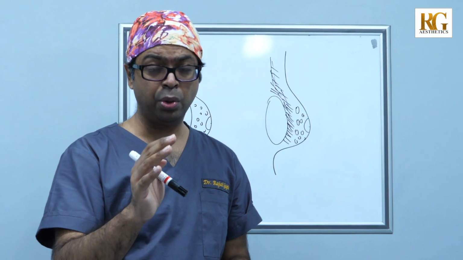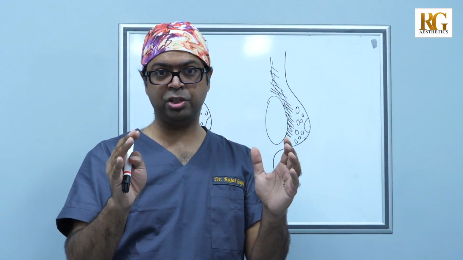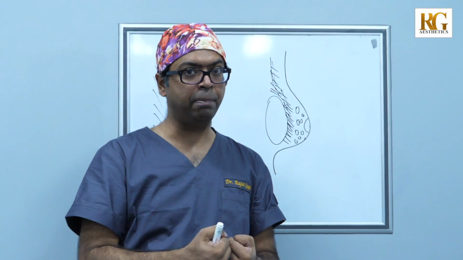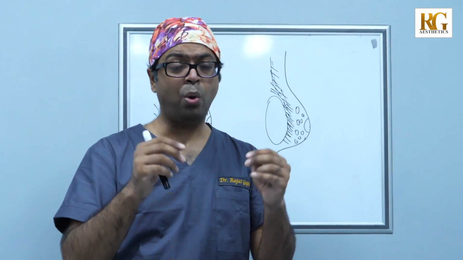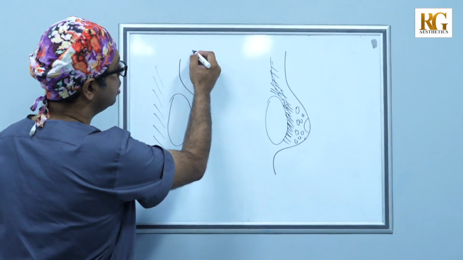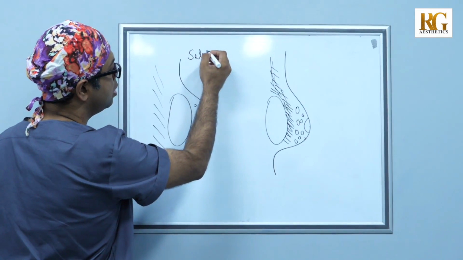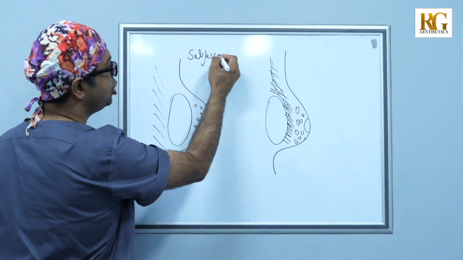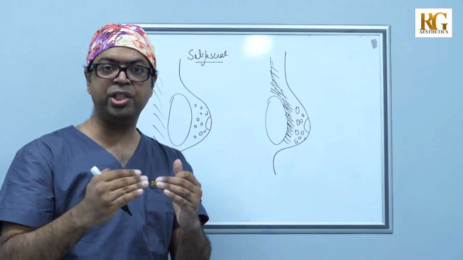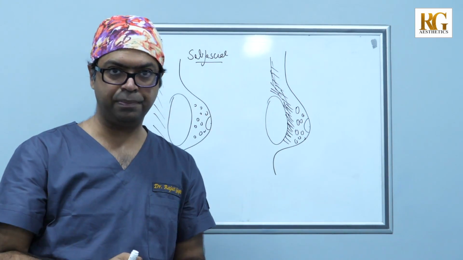Breast implants, as you know, is one of the most common cosmetic surgery done for the breast for females. There are two planes in which we can put an implant. So, what are these two planes? One of the plane is called as sub-fascial or beneath the pectoral fascia but above the muscle.